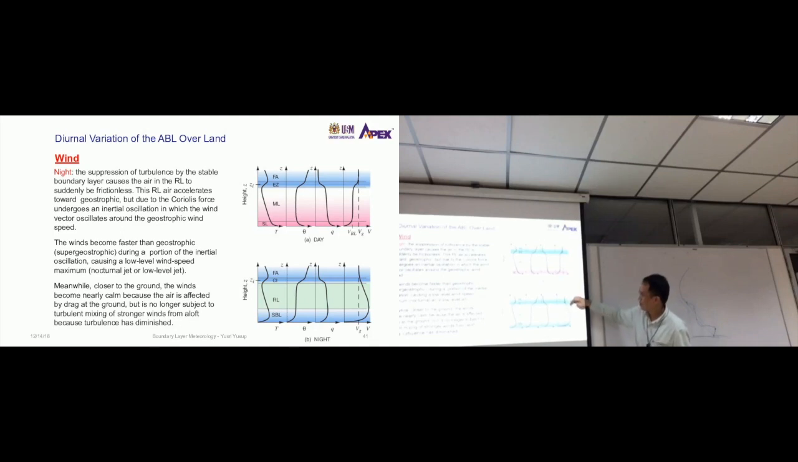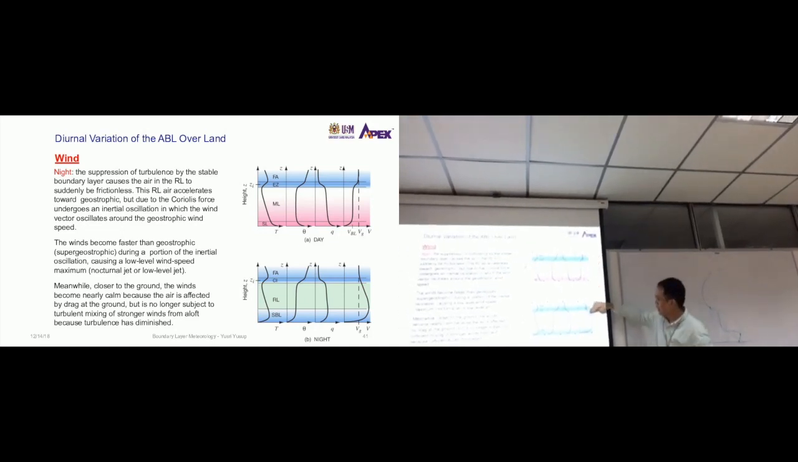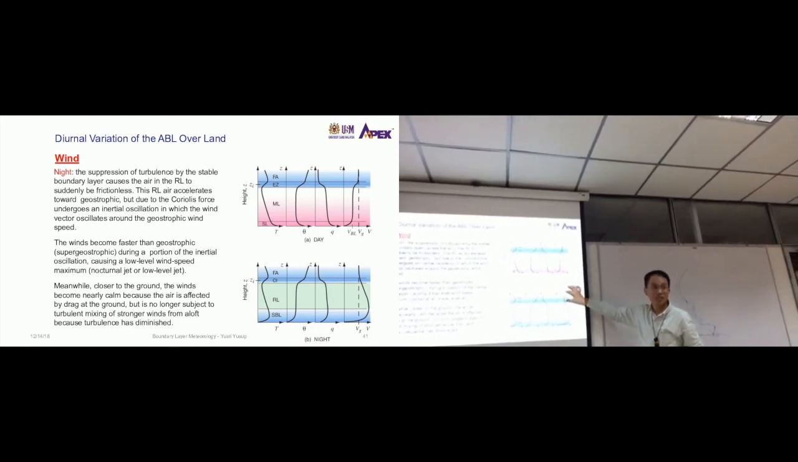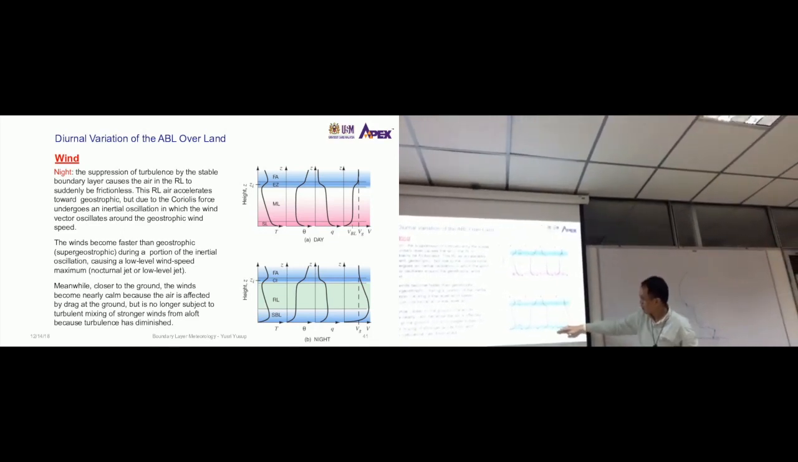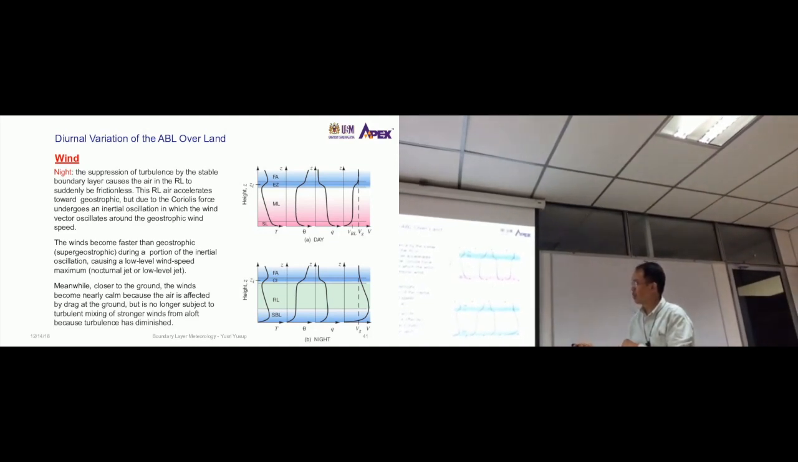And this is a lot higher, if you notice, a lot higher than this. You think that this is the highest, right? Somewhere above is the highest wind speed. But there is a portion in the residual layer where the wind speed is a lot higher than the geostrophic wind. There is a contribution here. There is a contribution here. Because of this added contribution, it increases this point here. That's what it means by the winds become faster than geostrophic during a portion of the inertial oscillation.